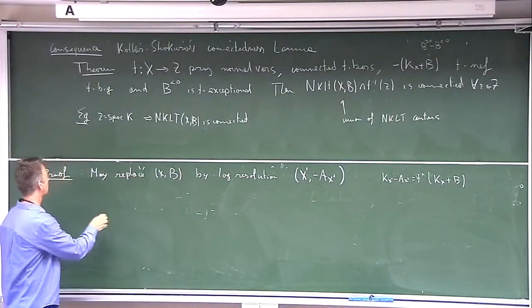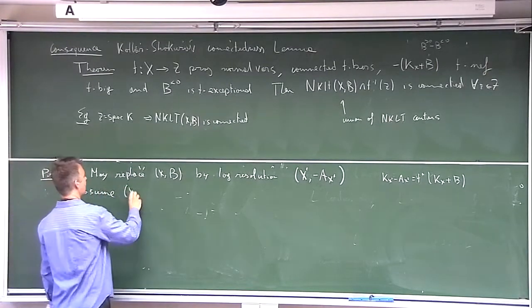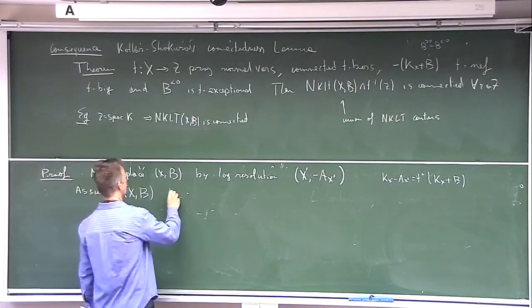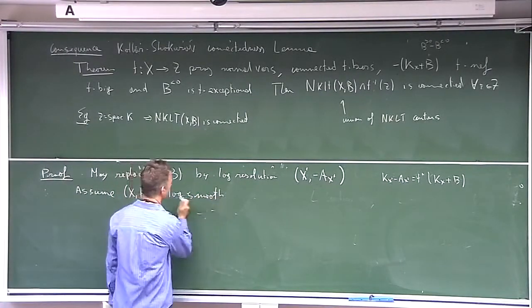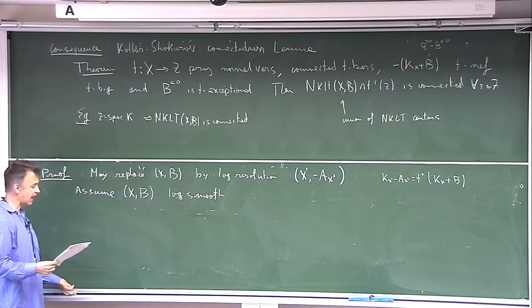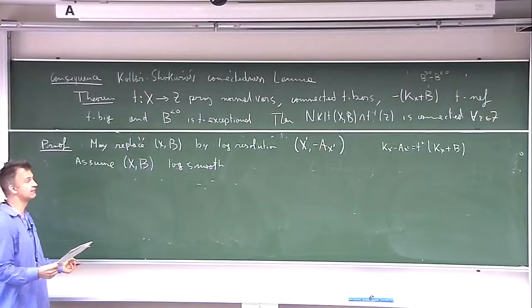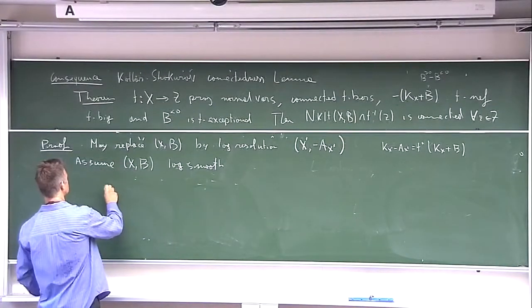So we might as well assume that x, b is log smooth. So in particular, the non-KLT locus is just the stuff of coefficient greater or equal to 1. And now we're going to write a short exact sequence involving the stuff of coefficient greater or equal to 1. So let's consider the following short exact sequence.